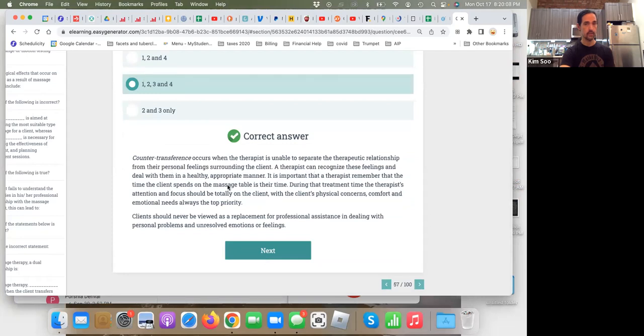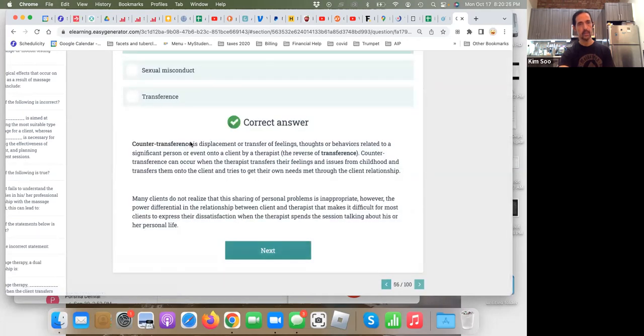Yes. Okay, let's review this because I just reversed the definitions. I said countertransference is from client to therapist. It's not. Countertransference occurs when the therapist is unable to separate the therapeutic relationship from the personal feelings surrounding the client. Let's go back. Countertransference is the displacement or transfer of feelings, thoughts, or behaviors related to a significant person or event onto a client by a therapist. From therapist to client, countertransference goes from therapist to client.